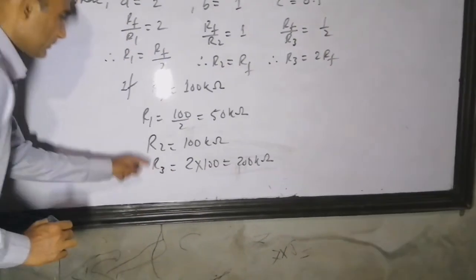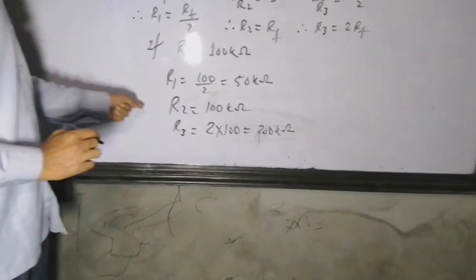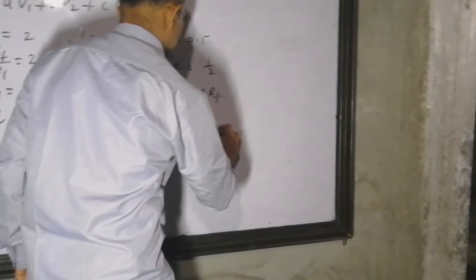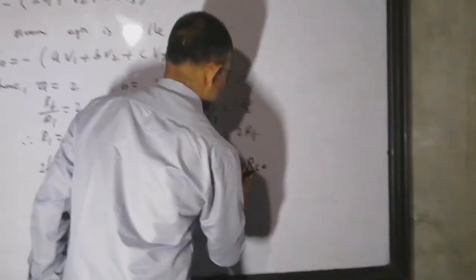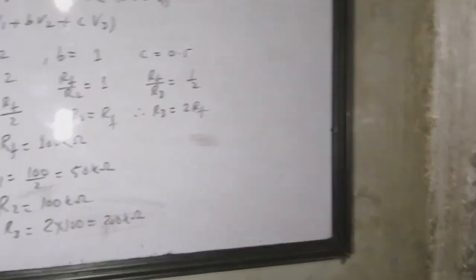Sorry, I wrote RC. RC is the compensating resistor, and that value of RC we have to choose later. Okay, I will choose it later.